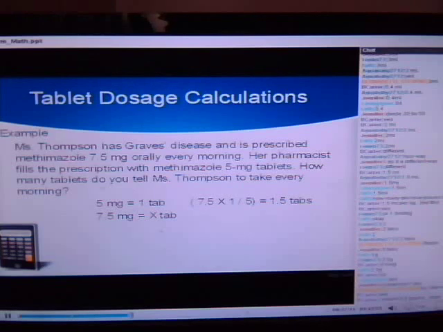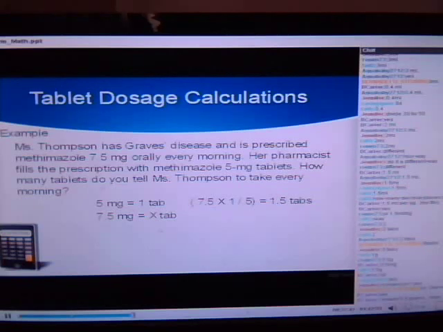Alright, Miss Thompson has Graves' disease and is prescribed methimazole, 7.5 milligrams orally every morning. Her pharmacist fills the prescription with 5 milligram tablets. How many tablets do you tell Mrs. Thompson to take every morning? Now, sometimes the NCLEX has, well, I'll talk about that later. So, what is the answer, ladies and gentlemen?